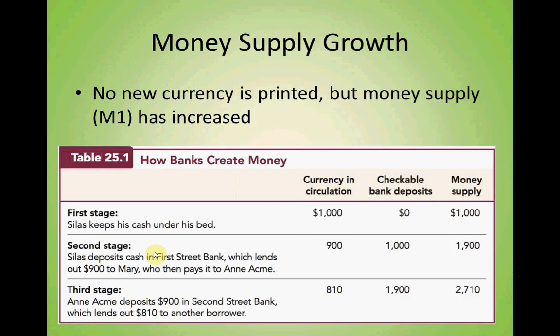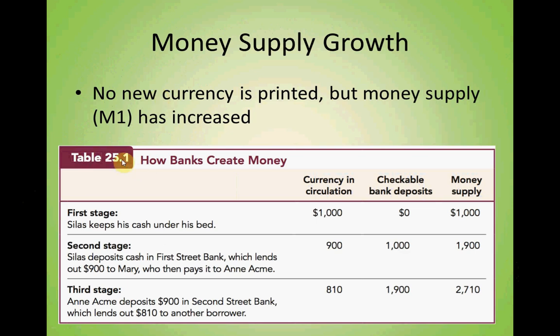Well, yes and no. The money supply is growing. M1 is increasing, but we're not actually making new currency. Not yet, we'll talk about that later on. The Federal Reserve controls a lot of that today. No new currency is being printed, but the money supply is increasing. And this is why we have a difference between M1 and M0. We'll talk about that in a second.